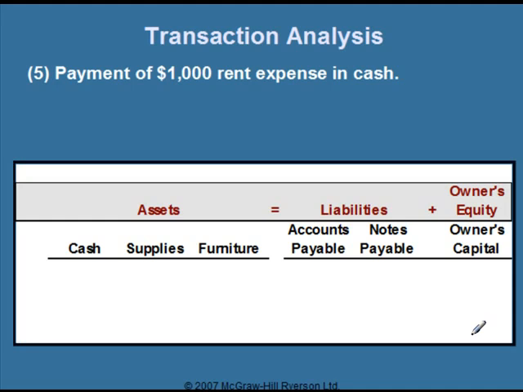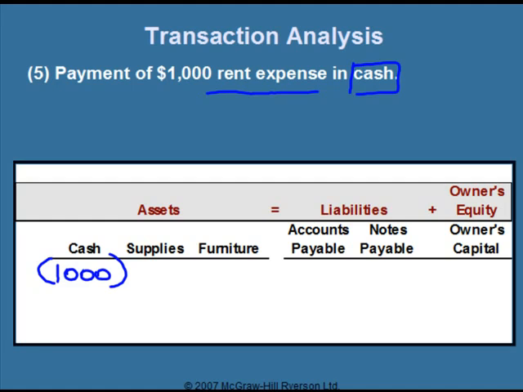So when we analyze this transaction, there's that cash account again. And the other thing that changes is going to be the rent expense account. And the other key phrase in this sentence is rent expense. This is what they're paying for. So we're going to put the $1,000 in the cash column. And this time, they're not receiving cash, but they're paying cash. So I'm going to put the cash in brackets to indicate that it's a negative number.